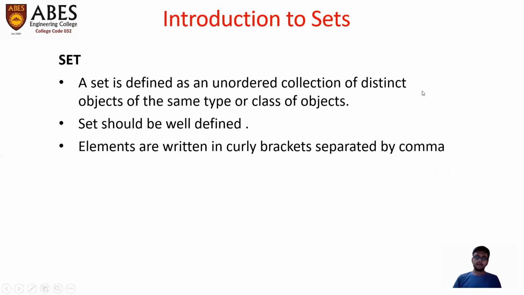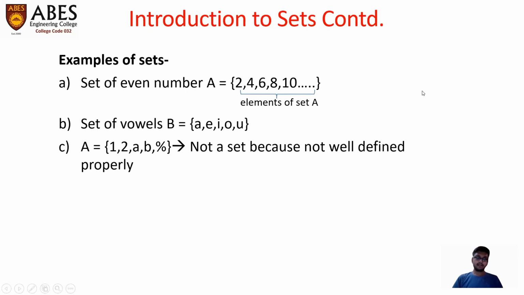So, some basic examples of sets. First example is even numbers. Set A is the set whose property says that it consists of those elements which are even numbers. Here I have written the elements: 2, 4, 6, 8. These elements are even numbers which belong to the set A.